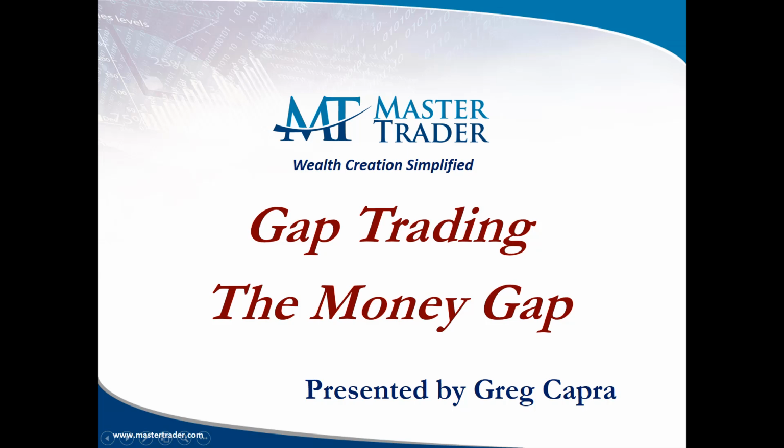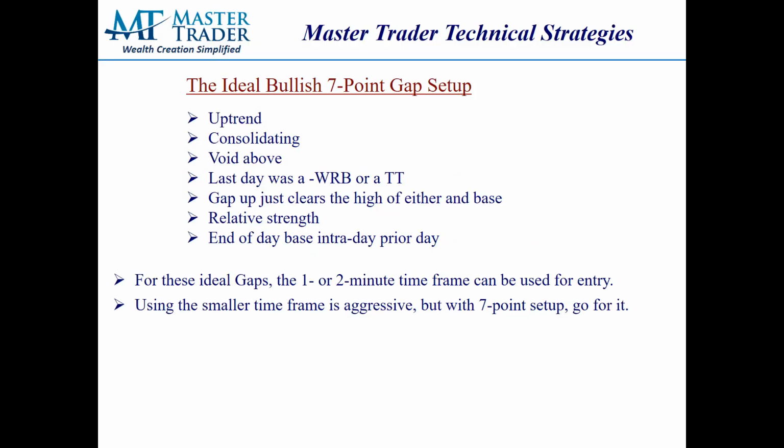In this section, we're going to look at the ideal or perfect type of gap setup, or what I would call the money gap, which has the highest odds of moving in the direction suggested by the gap. So the ideal bullish 7-point gap setup will be consolidating. It'll be in an uptrend. It'll have a void above. The last day will be a bearish wide range bar or a topping tail.